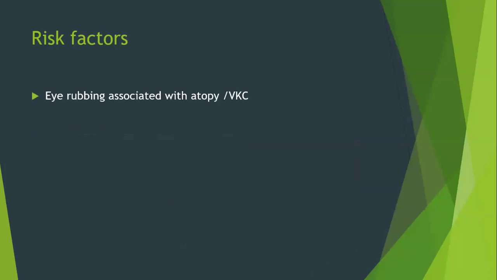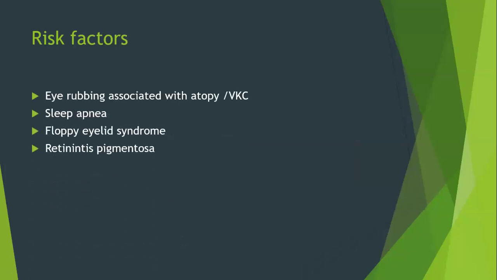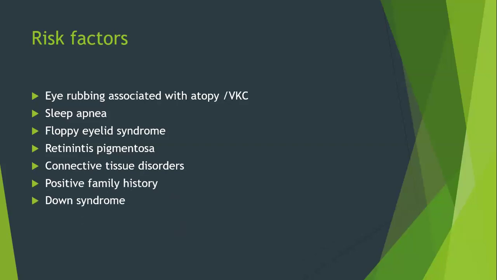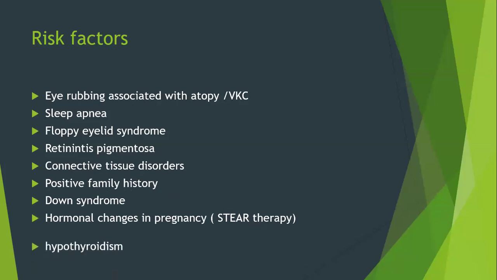So, risk factors are eye rubbing, sleep apnea, floppy eyelid syndrome, retinitis pigmentosa. It can be associated with disorders like Marfan syndrome. Positive family history, and there can be Down syndrome or hormonal changes. This is very important: many people who are pregnant have some tendency to develop keratoconus, and also hypothyroidism. Yes, these are the risk factors which are involved with keratoconus.